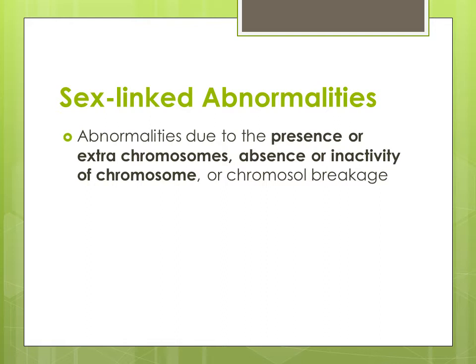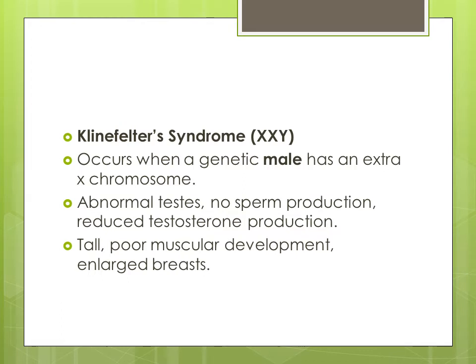Now let's go to the first one. We have the Klinefelter syndrome. So we have here the XXY chromosome. Again, sex chromosomes can only be two: the XX, which is the female, and XY for the male. But with Klinefelter syndrome, they have three: XX and then an additional Y. It occurs when a genetic male has an extra X chromosome. So it means that this person who has Klinefelter syndrome should be a male, and has an extra X chromosome.